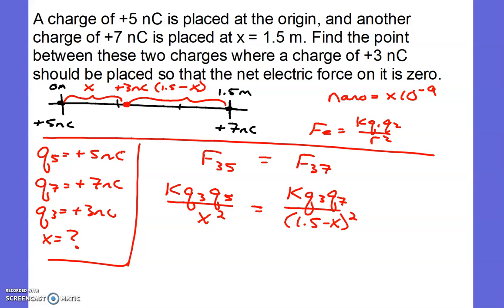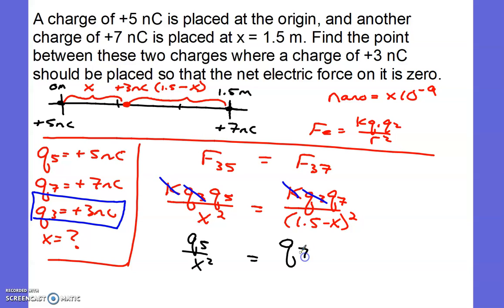Now what we notice here, since we have a k on both sides, they actually cancel out. And since we have a charge 3 on both sides, they cancel out as well. In other words, it doesn't matter what this charge is, we would place it at the same spot regardless. So if it's 3 nanocoulombs, if it's 12 nanocoulombs, if it's 5,000 coulombs, it doesn't matter, we would place it at the same spot. This reduces now to Q5 over x squared equals Q7 over the quantity 1.5 minus x squared.